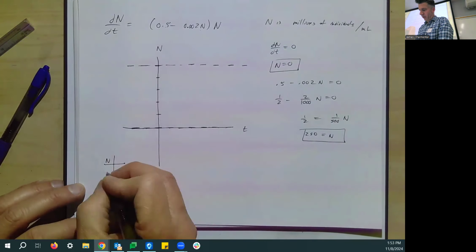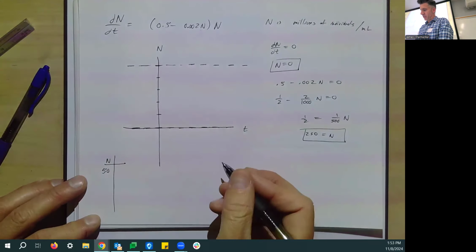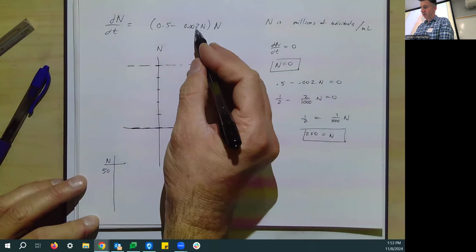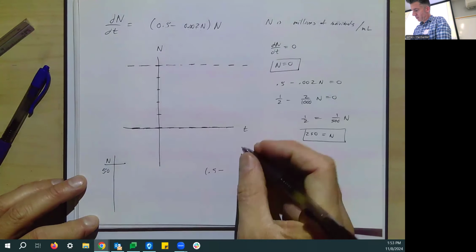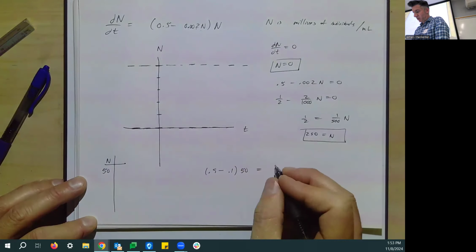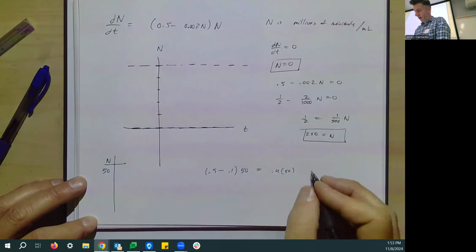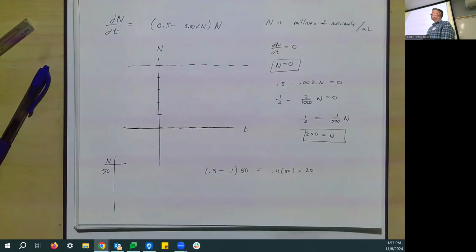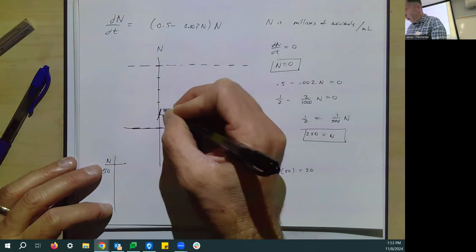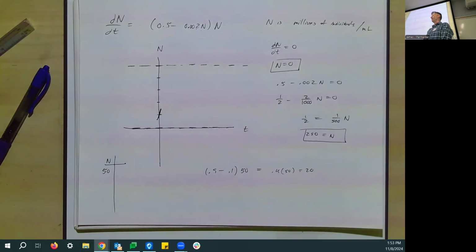If n is 50, then dn/dt is going to be 0.5 minus 0.002 times 50, which is 0.1, times 50, and that's 0.4 times 50, which is 20. That's a pretty steep slope, right? A slope of 20. It looks practically vertical to me. Hopefully it gets less steep if I plug in 100. I don't think it's going to get less steep. I think it's going to get more steep, actually.